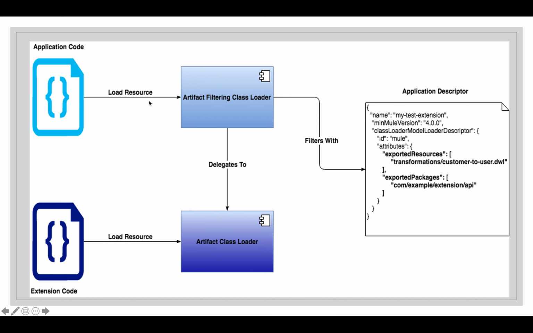Application code loads the resource using this artifact filtering class loader, which is acting as a wrapper on top of this artifact class loader. Extension code is responsible for loading all the extension or the Mule modules connector based resources onto this artifact class loader. And finally, whatever is mentioned in this particular application descriptor is available for exposure or public access.